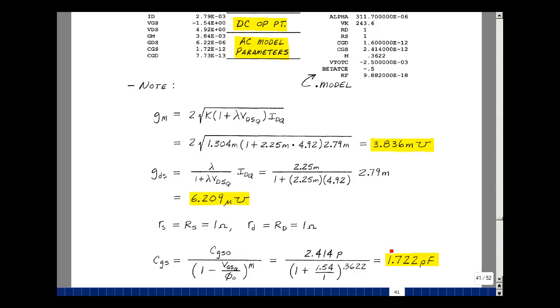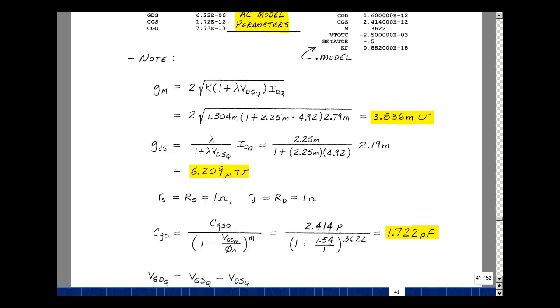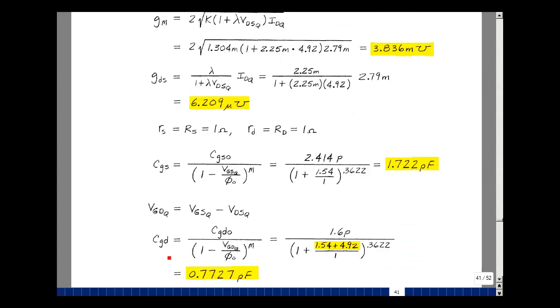And then lastly, we have the capacitance between the gate and the drain, and that capacitance needs the voltage across the gate to drain. So we could take our transistor, just go around the outside of it like we did in chapter 4, and show that the gate to drain voltage was the gate source minus the drain source. Plug that value in over here. Up on top, the gate source voltage is 1.54 with a minus sign. And then we're going to have the drain source voltage, which is 4.92. We're subtracting that, and those two minus signs cancel with this one, giving me a plus sign.